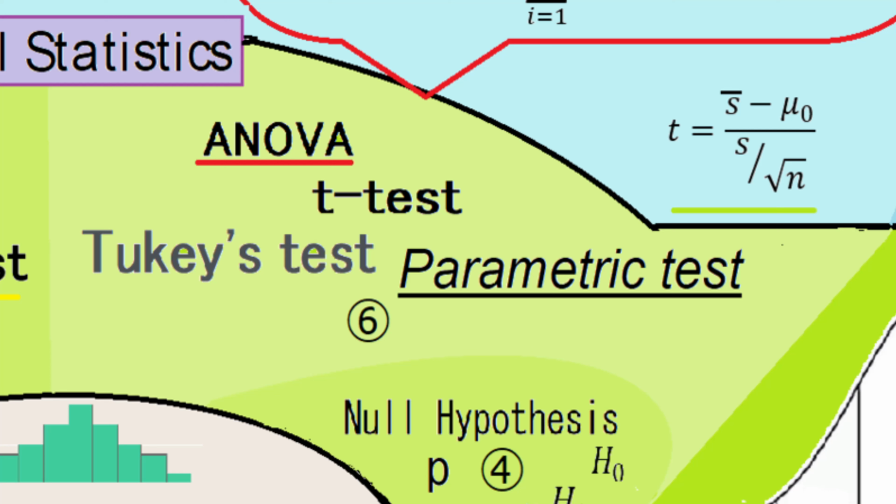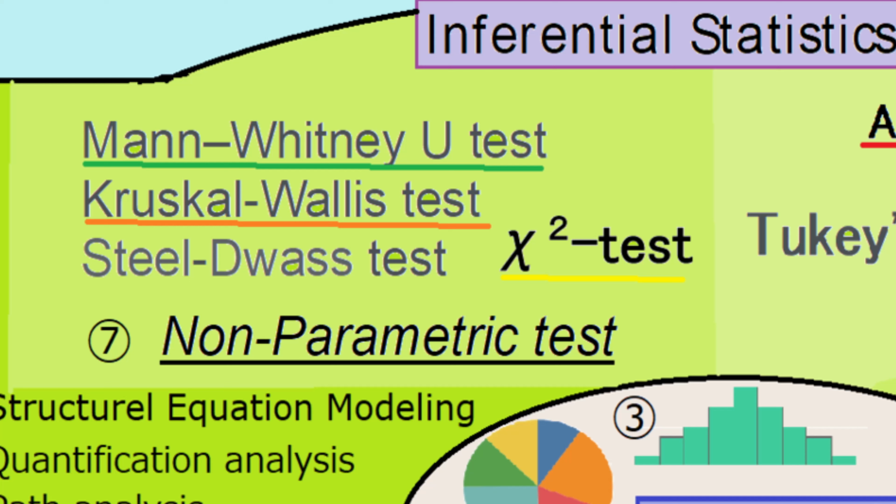But there are also other tests for comparing groups that don't assume any specific data distribution, called non-parametric tests. These include the Mann-Whitney test, the Kruskal-Wallis test, and the Steel-Dwass test. They're like the non-parametric versions of the t-test, ANOVA, and Tukey test. Another common non-parametric test is the chi-square test.